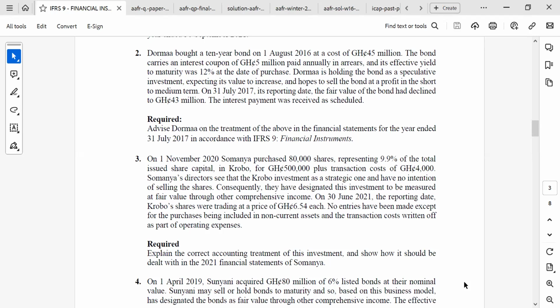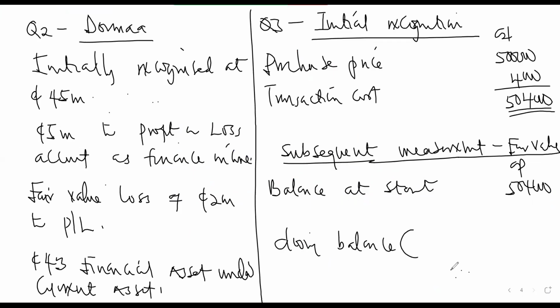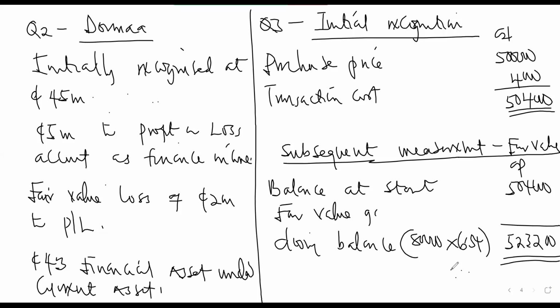Okay, so on 30th June, the reporting date, the share is trading at what price? 6.54. So the current share price at the reporting date is 6.54. But how many shares did we purchase? 80,000. So our value will be 80,000 multiplied by 6.54. What are we having? 523,200. What is happening there? Fair value gain. Fair value gain of how much? 19,200. So this fair value gain will go to other comprehensive income.